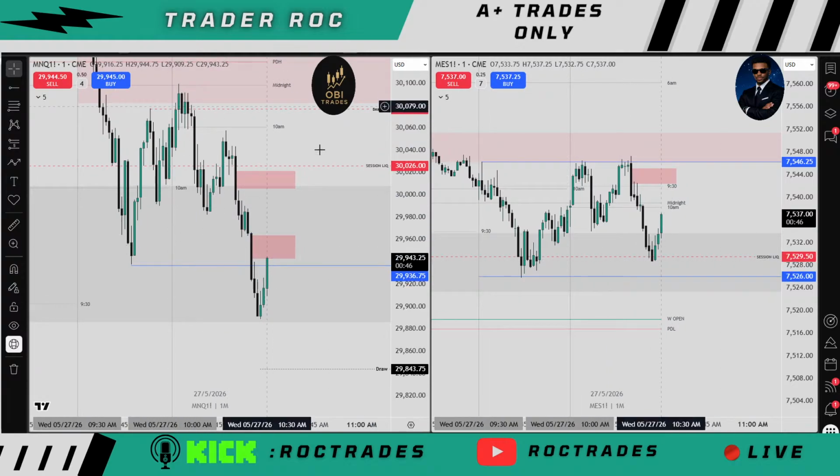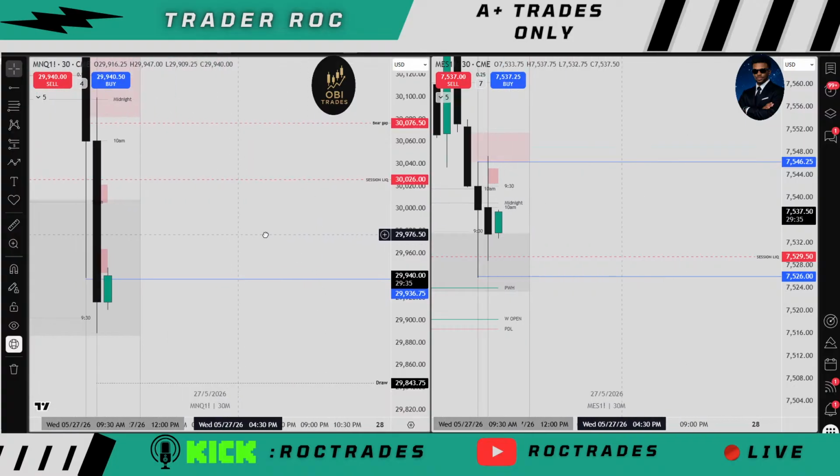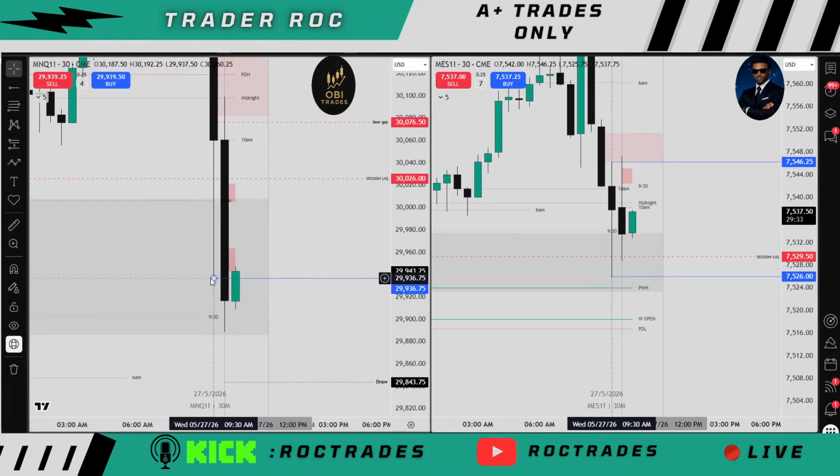All right, here we go. Now we're filling in this gap, but it's 10:30. I'm chilling, bro. This is not what you would want to see. It was supposed to fill that gap before this new 30-minute candle. Now it's like.